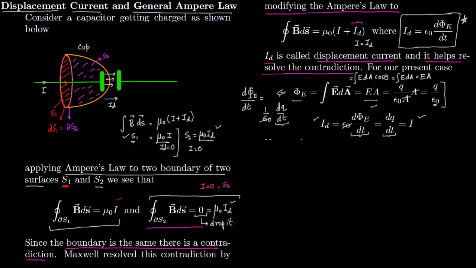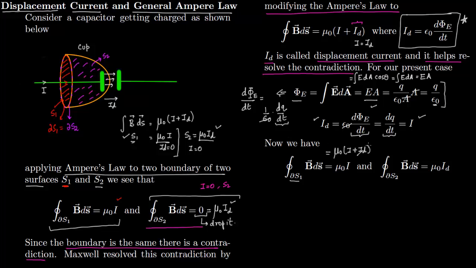So we will just repeat it. Now if you integrate along the boundary of surface S1, B vector ds vector, you get mu naught times I. And if you integrate along surface S2, you get B vector ds vector equal to mu naught times I of d. So again, we will write it as mu naught times I plus I of d. Since through surface S1 only current I passes, I of d is 0, so that you get mu naught I.